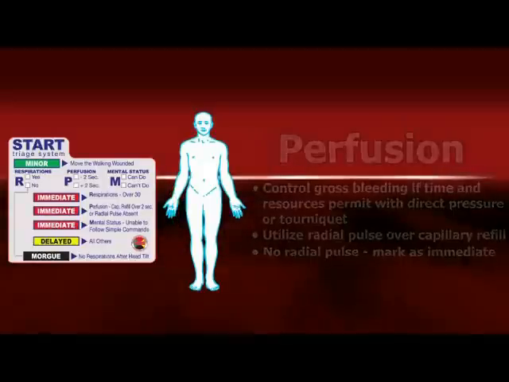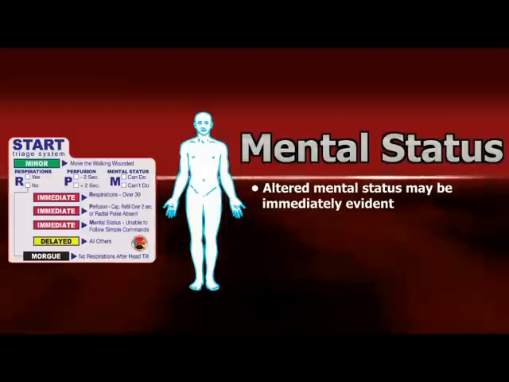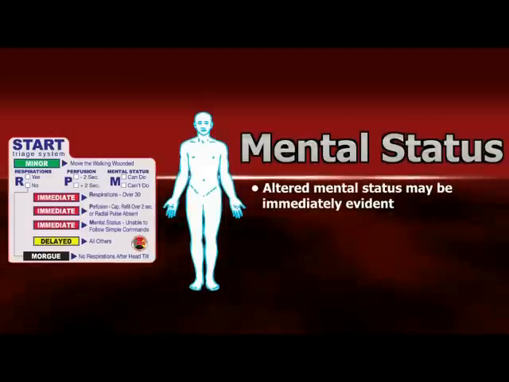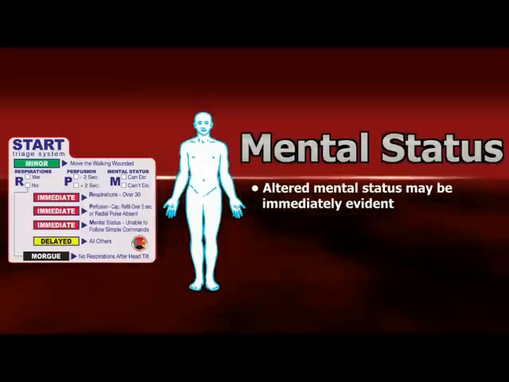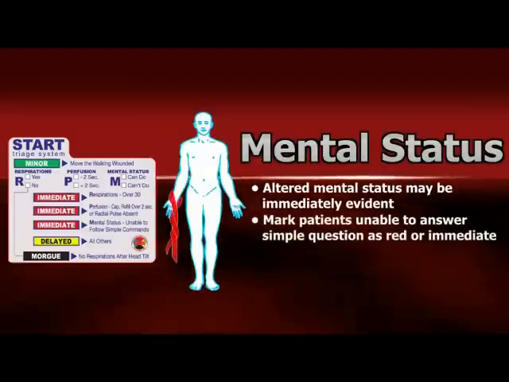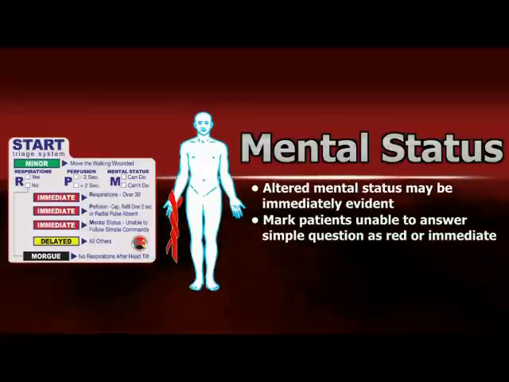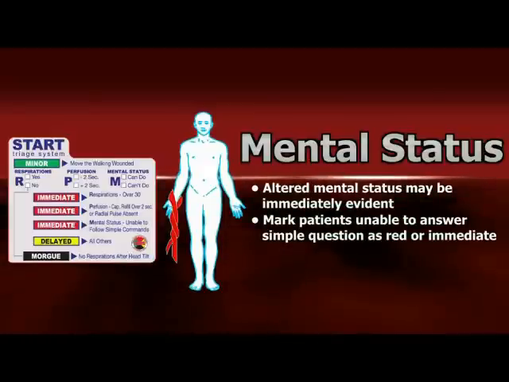Mental status. Once the triage team member has determined that the patient is breathing and perfusing, they can turn their attention to the patient's mental status. Many times the patient with an altered mental status will be evident at the start of the assessment. Patients who are confused and cannot answer simple questions should be tagged immediate or red without any further evaluation.